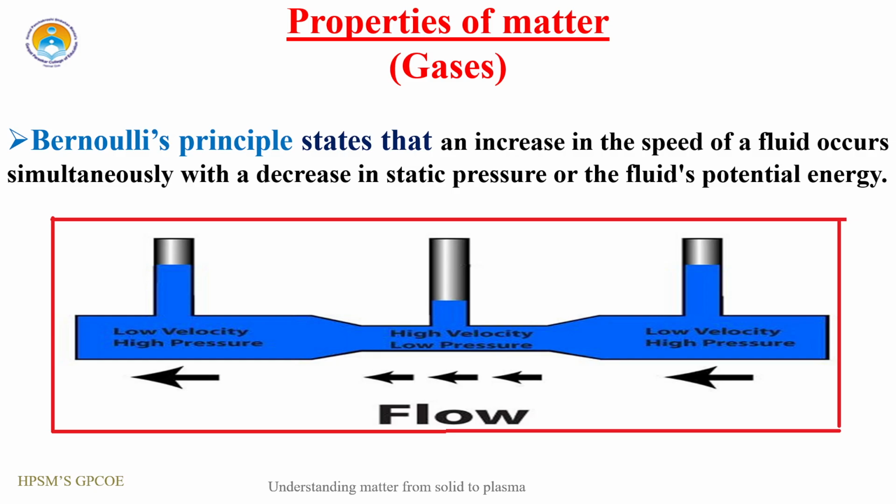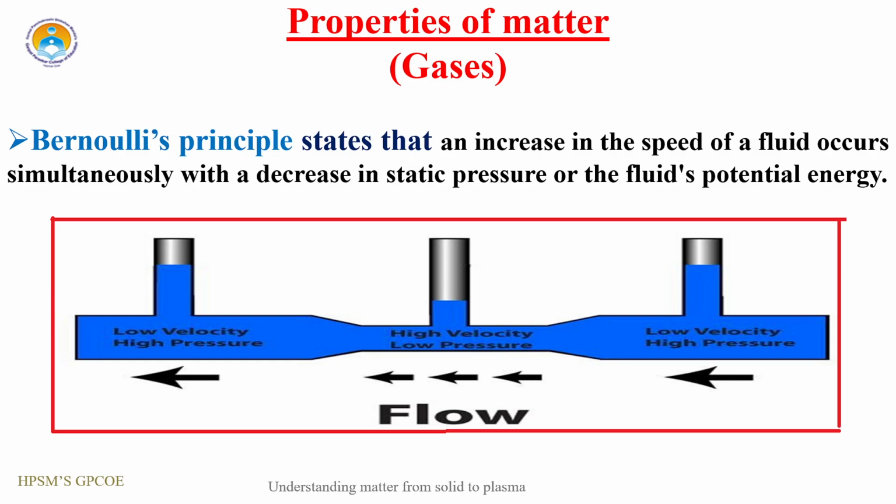Now the third state of matter is nothing but the gaseous state. So let us see, Bernoulli's principle states that an increase in the speed of a fluid occurs simultaneously with a decrease in static pressure or the fluid's potential energy. I have considered three different cases. On the right hand side, the flow of water has a high pressure, which shows us low velocity. That's why there is a rise of water in the first case.